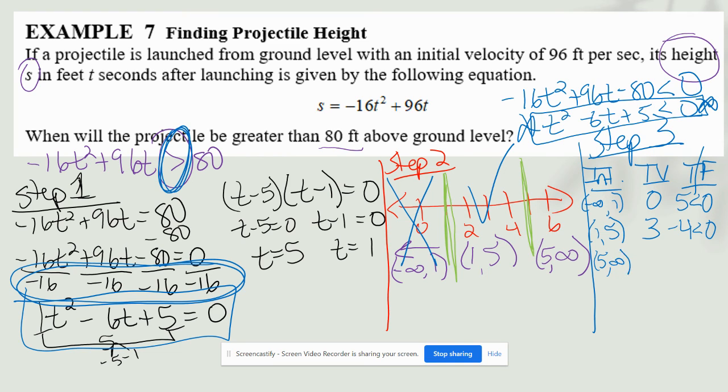And for 5 to infinity, I'll pick 7. I know I threw you off. I didn't pick 6. I picked 7. Plugging that in, and we get 12 is less than 0. That's false. So that means that our overall solution for when our ball or lawn dart or whatever it is that we're tossing is going to be more than 80 feet above ground is going to be between 1 and 5 seconds.